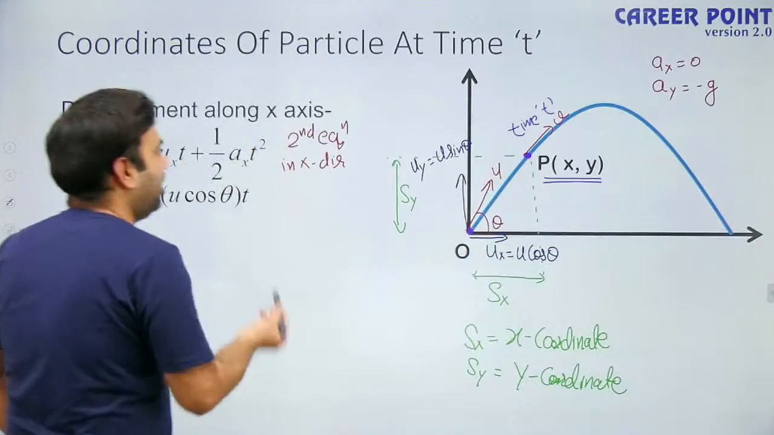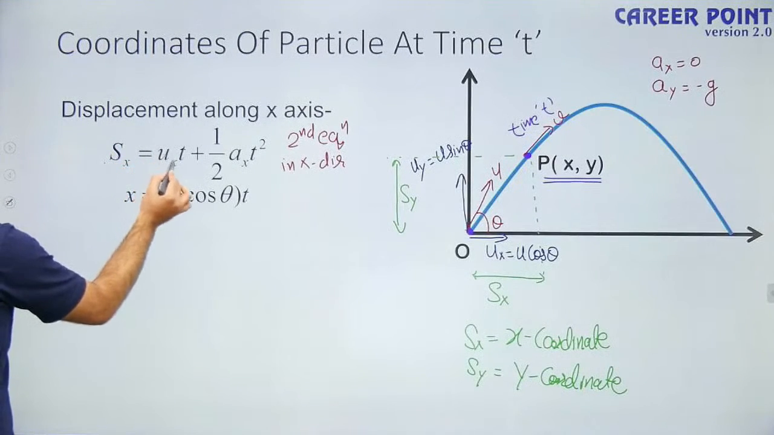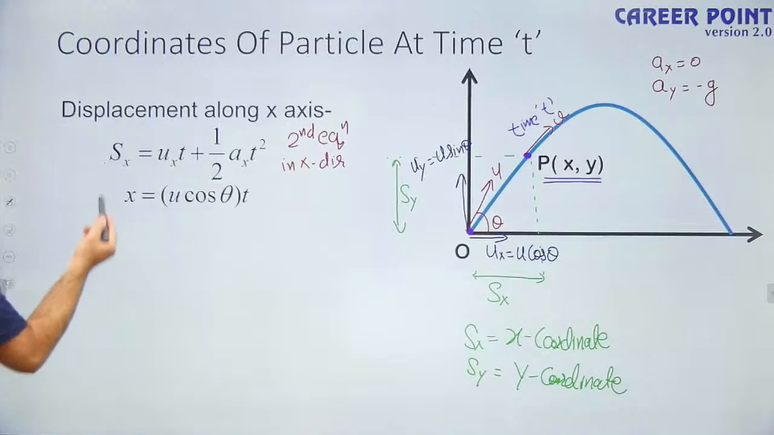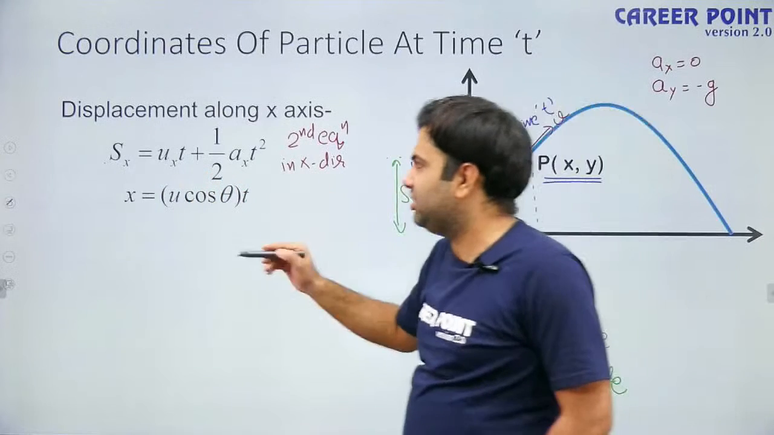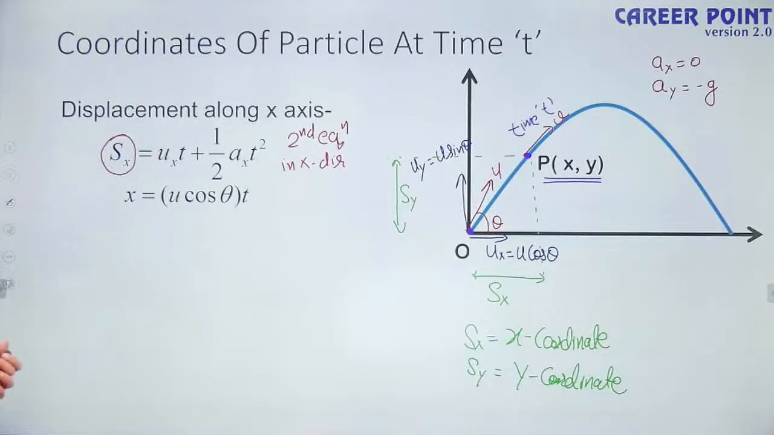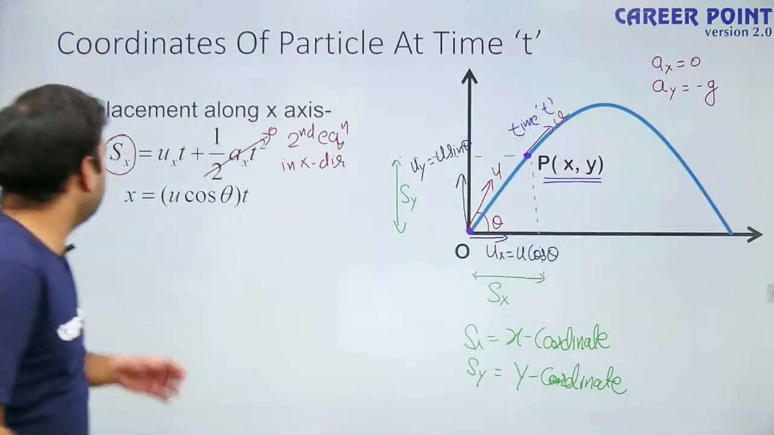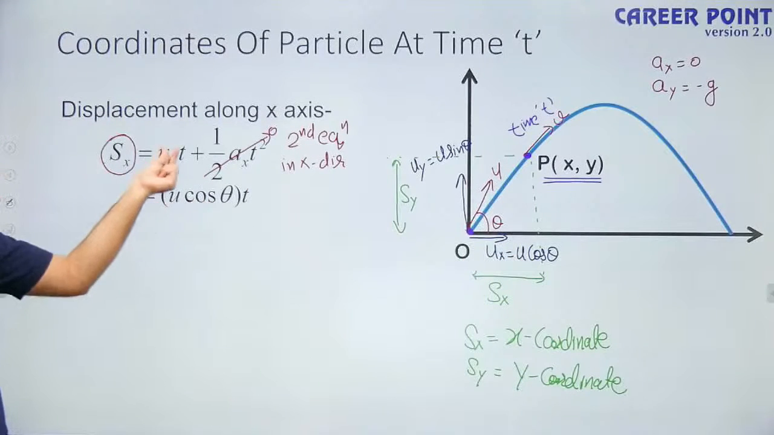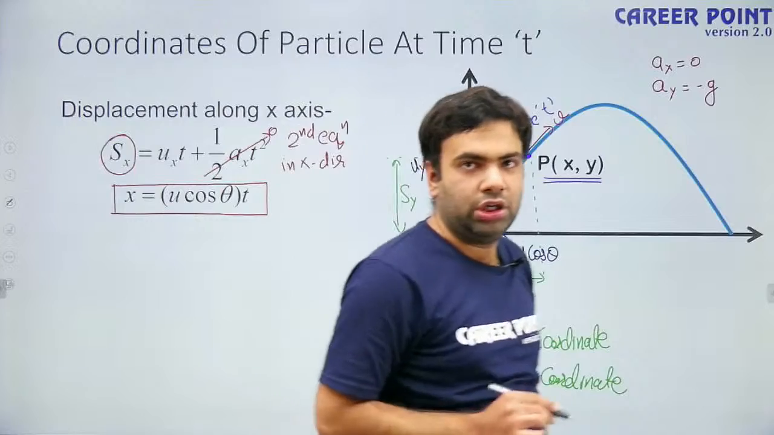From this point to this point, if I apply the second equation of motion in x direction, what is that? S in x direction is equal to u in x direction t plus half a in x direction into t square. S is equal to ut plus half at square, where s, u and a, they all are in x direction. So if I apply the second equation of motion in x direction, first of all, this displacement in x direction is the x coordinate. So this sx is equal to x, and acceleration in x direction is equal to 0. So we got the x coordinate, which is displacement in x direction, is equal to initial velocity in x direction multiplied by time. So we got x coordinate as u cos theta into t. Is it clear to all of you?